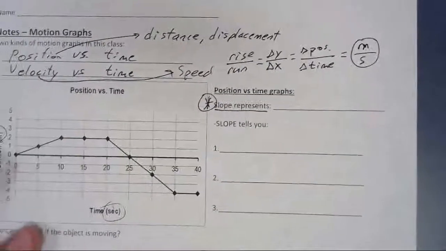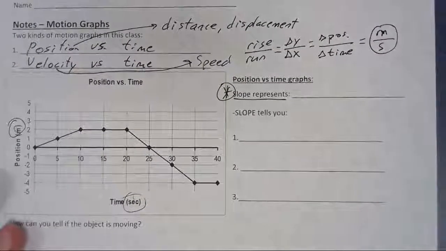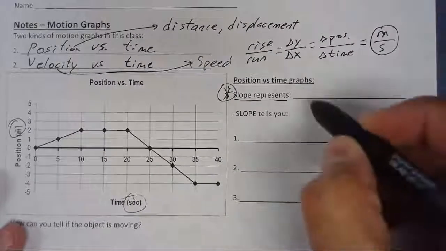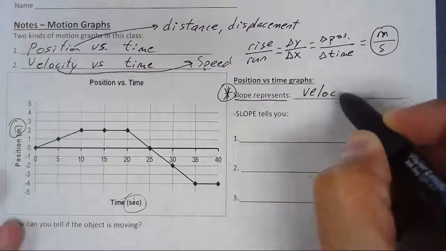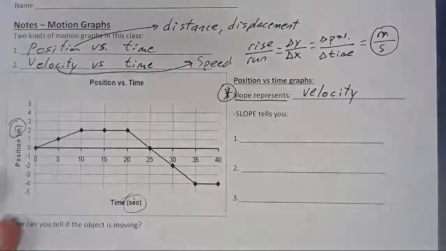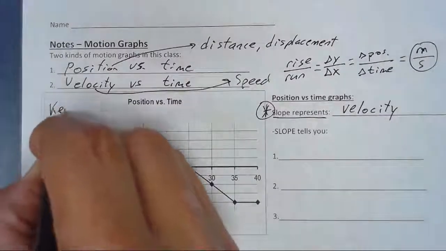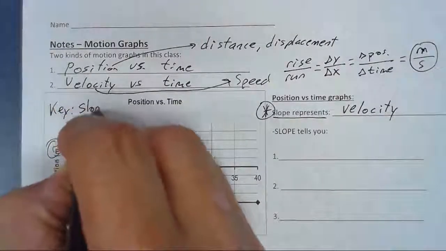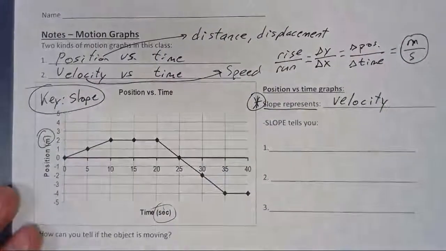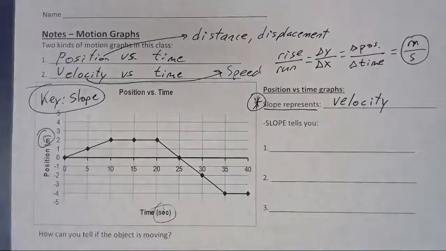That proves to us that when we calculate the slope of this line, the slope of a position versus time graph represents the velocity of that object. That is so incredibly important to know, and I want you to write that up here. The slope is the key to analyzing this graph. Every single question that you will be given about this graph in my class, you can answer by looking at the slope of the line. Every single thing, 100% of the information you need to know will be given by looking at the slope.